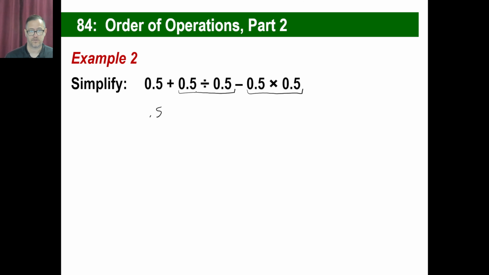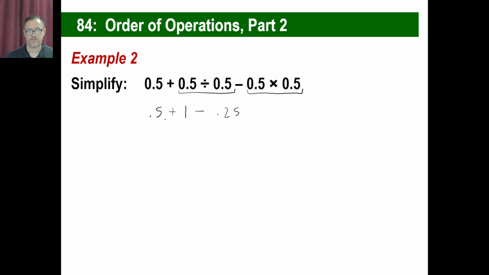I'm just going to forget the 0. Plus, what is 0.5 divided by 0.5? Obviously, it's just 1, right? Anything divided by itself is 1. Minus 0.5 times 0.5 would be 0.25.